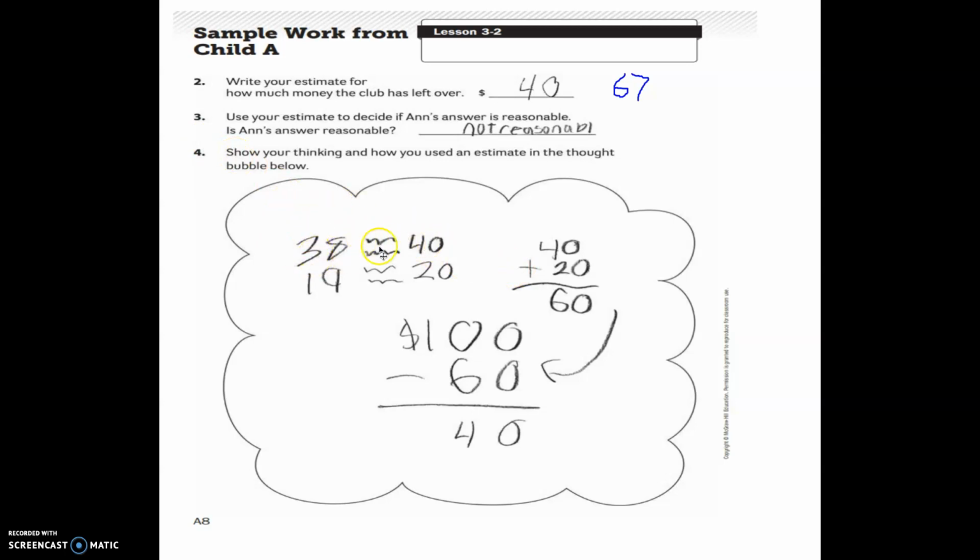Well, they rounded 38 to 40 and 19 to 20. Those are close and easy to use numbers. Then they added 40 plus 20 together and got 60. That's her estimate of how much they spent on the supplies. Then she took that $60 and subtracted it from the $100 that the club started with and got an answer of $40. So this student is saying, no, that's not reasonable. Anne said they had $67 left over, but in reality, they had closer to $40 left over.